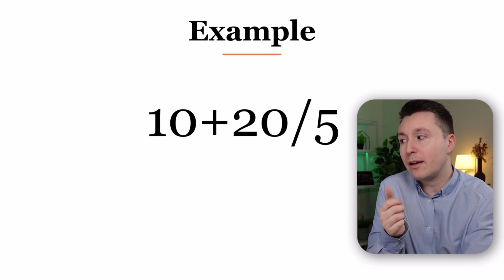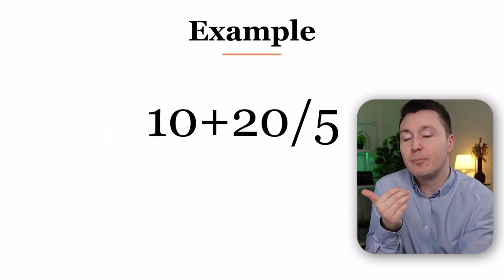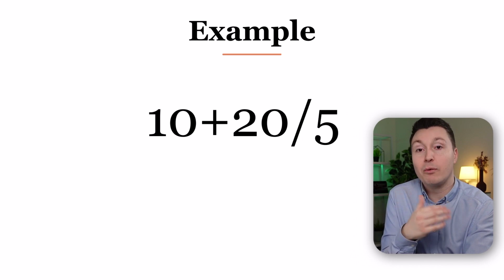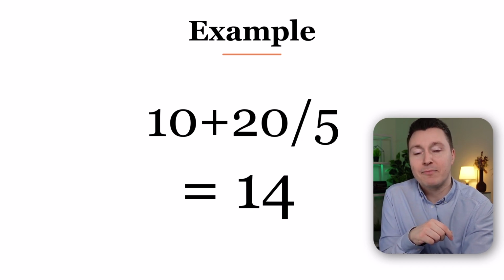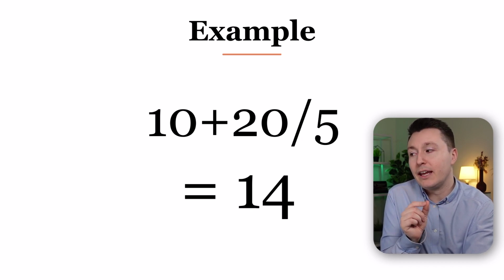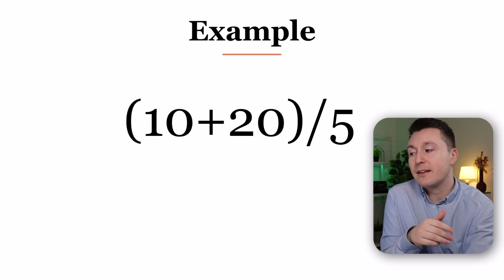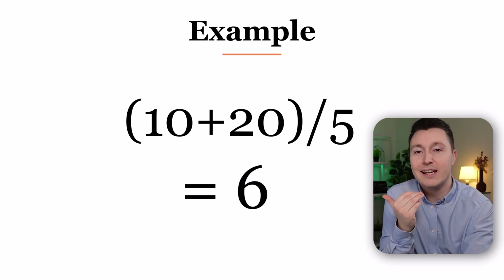So here we have an example of 10 plus 20 divided by 5. Following the order of operations, we're going to divide 20 by 5 first and then add that to the 10. So we have 20 divided by 5, and that's 4, plus 10, that equals 14. Now, if we change this up a little bit and add a parenthesis like this, then we have 10 plus 20, divided by 5 instead. So that's 10 plus 20, 30, divided by 5, and that gives 6. So as you can see, the order of operations is actually quite important.